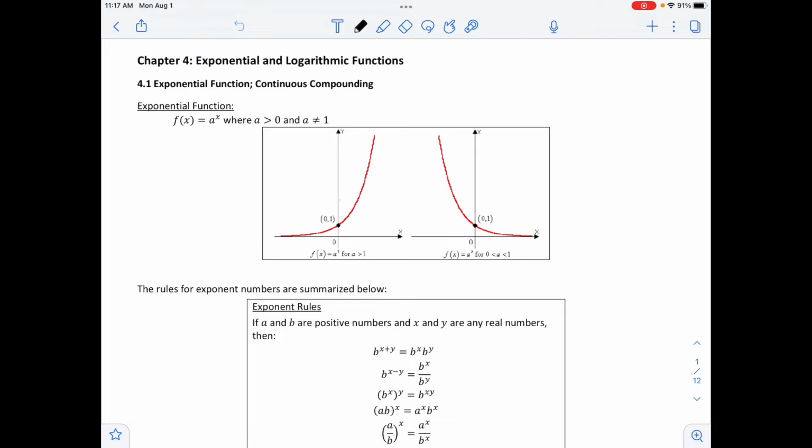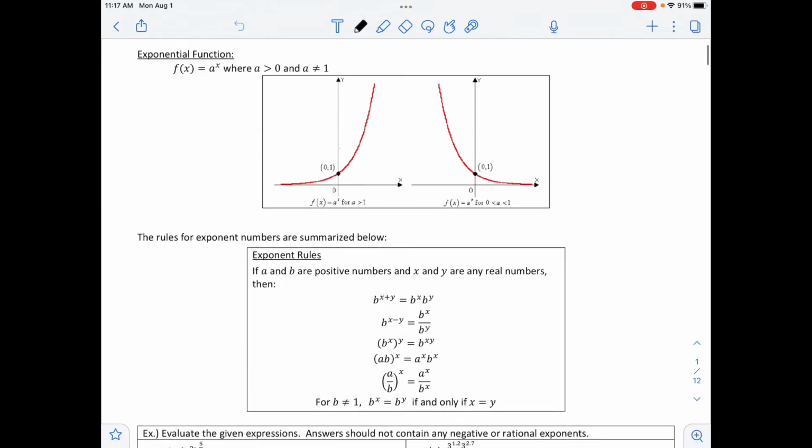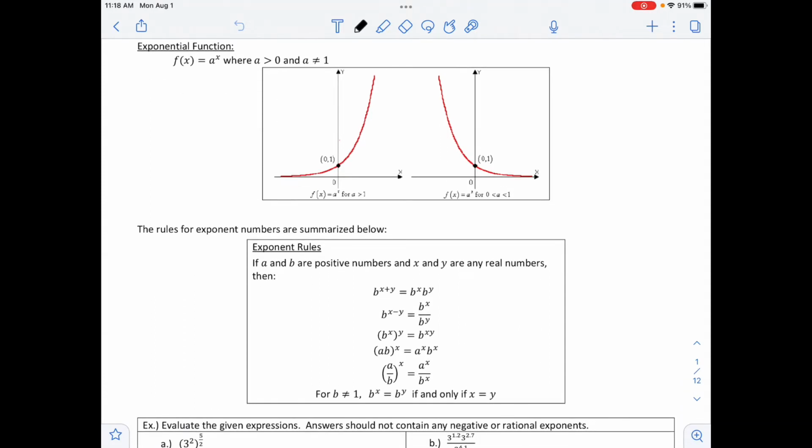So first thing that we have is exponential functions, which is f of x equals a to the x, where a is greater than 0 and not equal to 1. And so you can see we have two different graphs that are given here. The first graph here would be an exponential growth model, and the other one would be an exponential decay model.